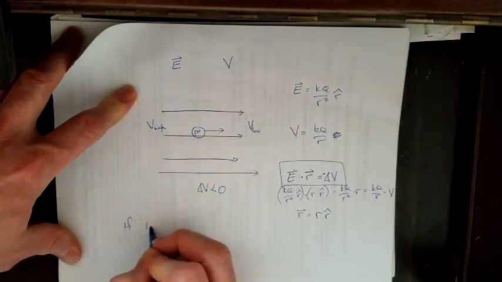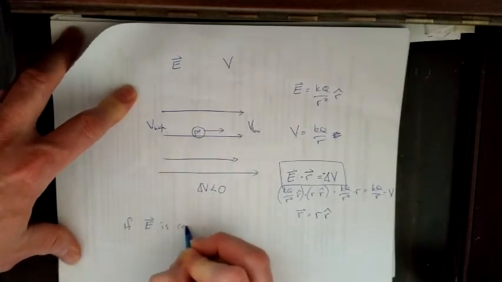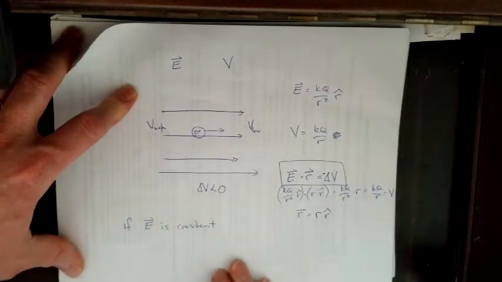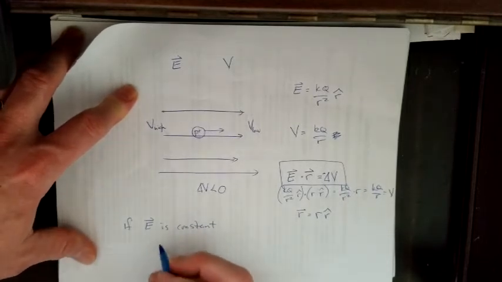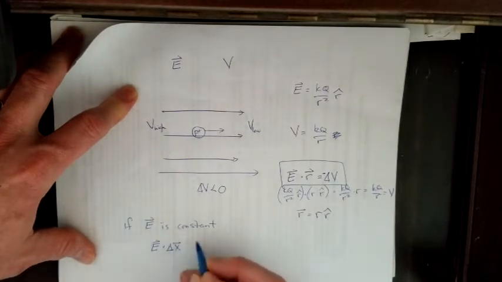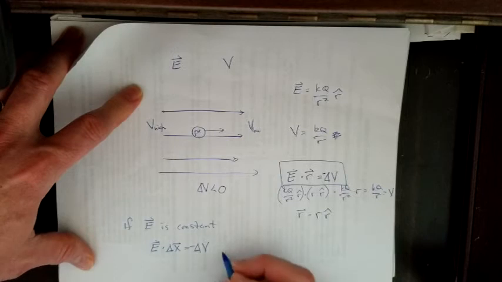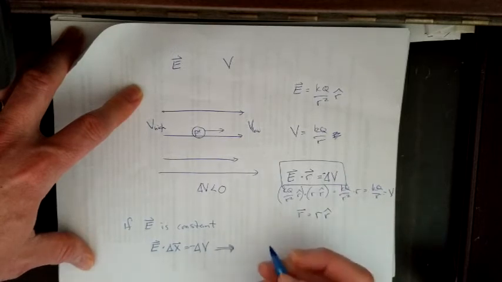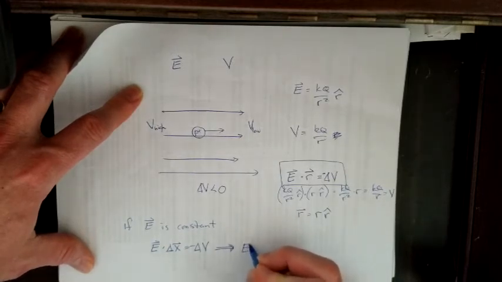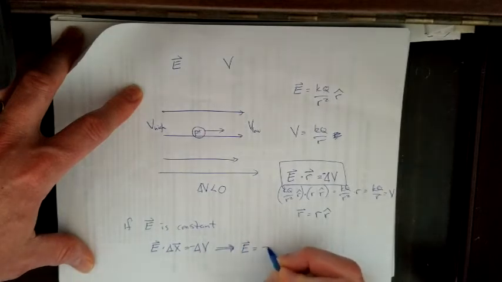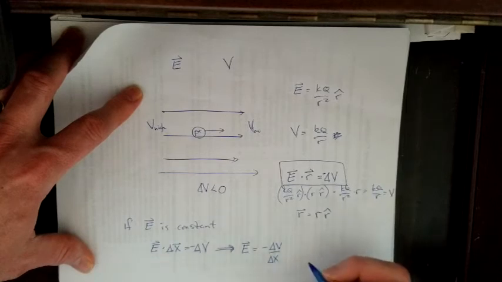If the electric field is constant in space, then we have the electric field times the change in position is equal to the negative change in electric potential, or the electric field equals the negative change in potential over the change in distance in the direction of the electric field.